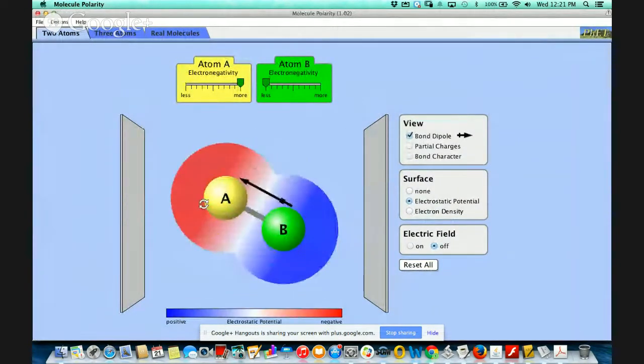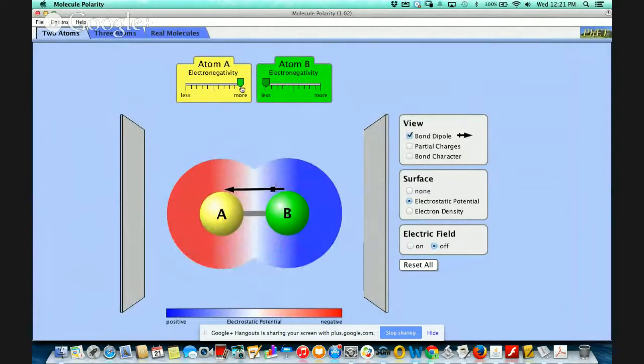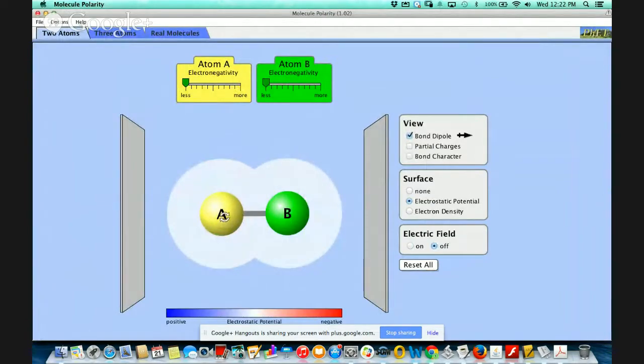And can I swing it back? Yeah, like that. Now what's happening, I go back. Here it's a nonpolar bond. The electronegativity difference is the same, so you don't see any arrow. Remember, yesterday the arrow represents a dipole moment. Now notice the colors are changing.